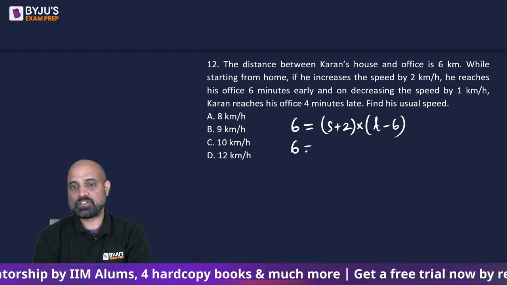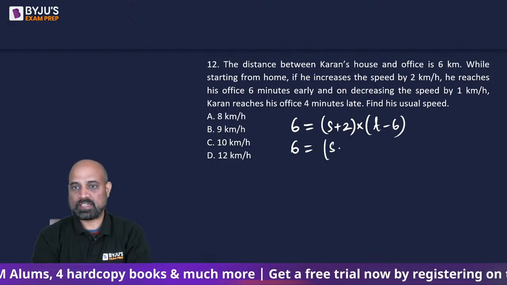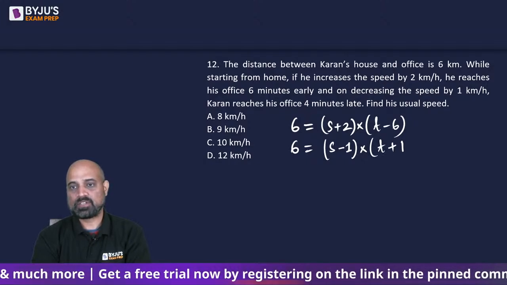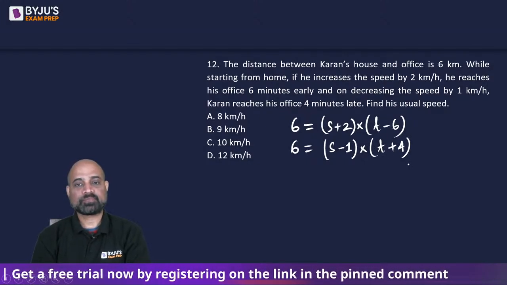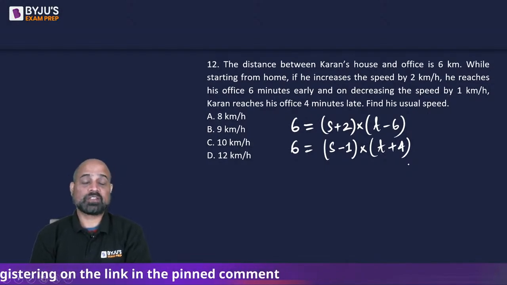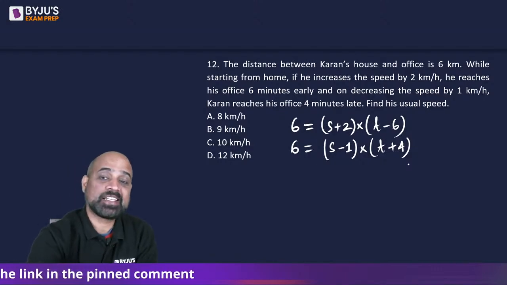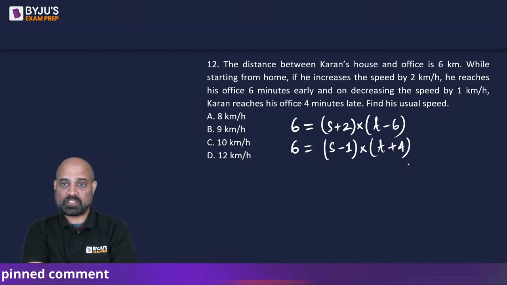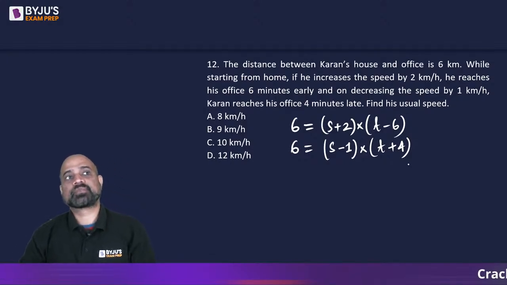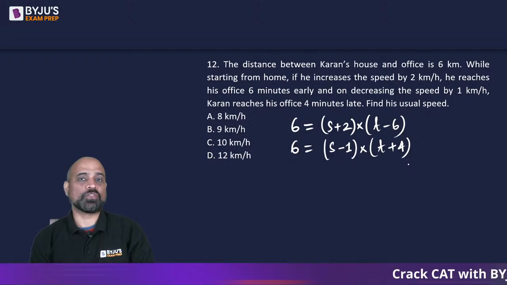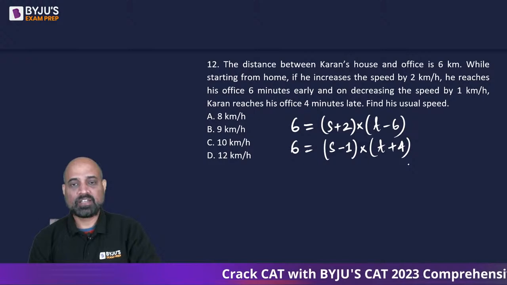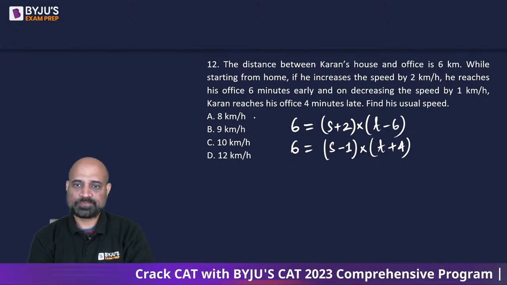And for the same 6 kilometers, if he decreases speed by 1, he reaches his office 4 minutes late. So it's t plus 4. So we need to find out his usual speed. Well, since we have options, it will make things easier. Otherwise, this would get very lengthy, right? Because herein you will be getting S and T's product also, or you will have to deal with denominators containing variables, right? So let's start from the options.